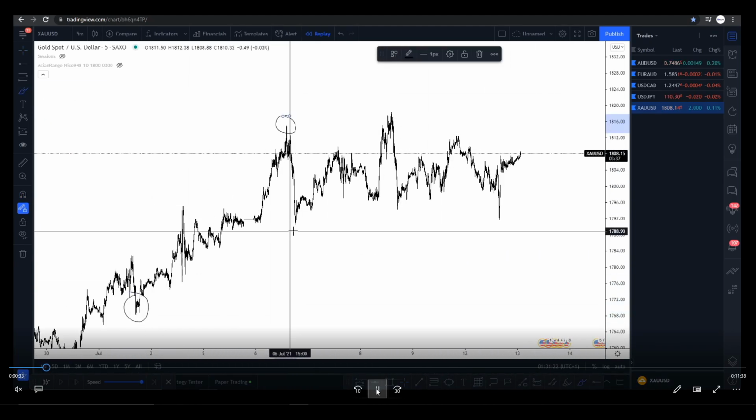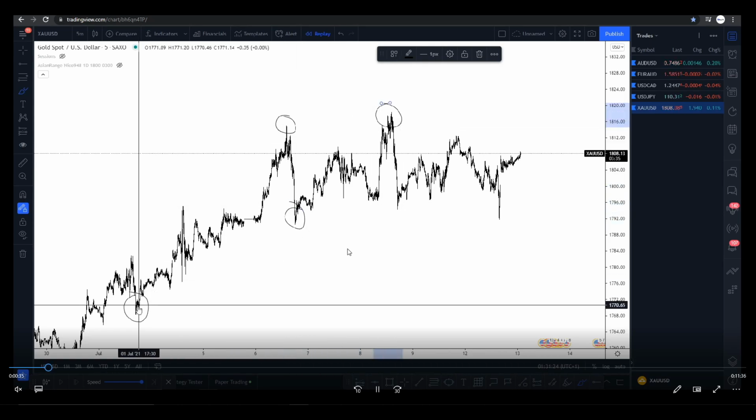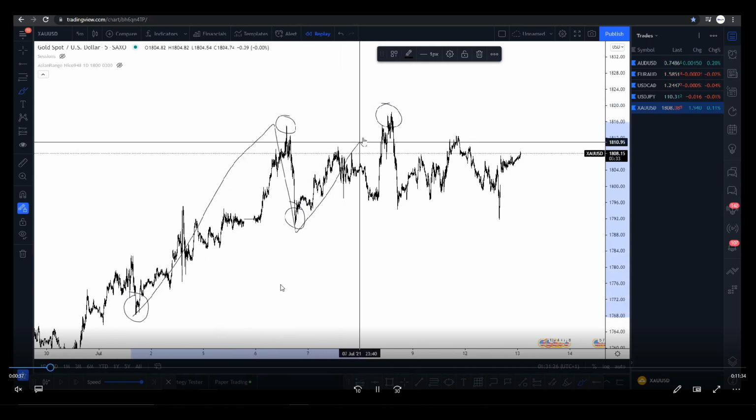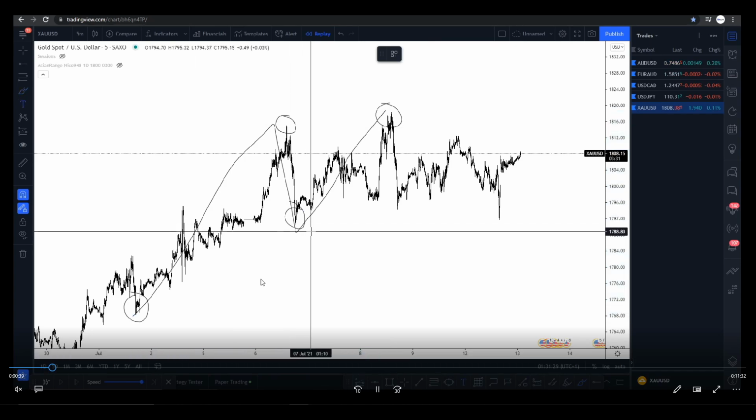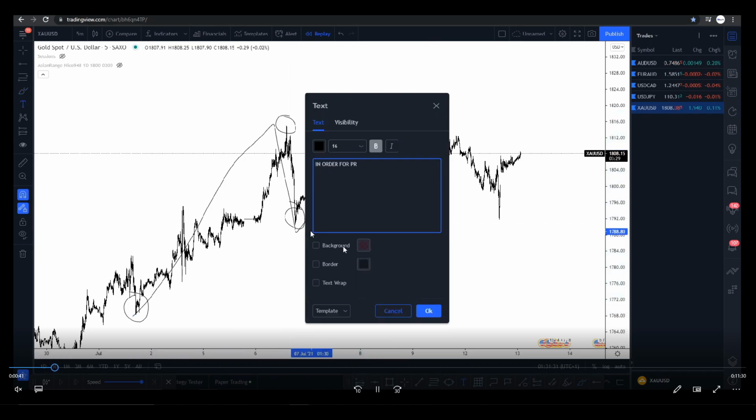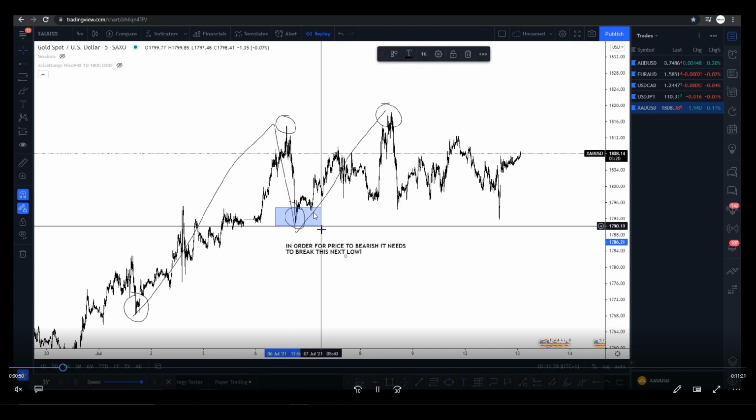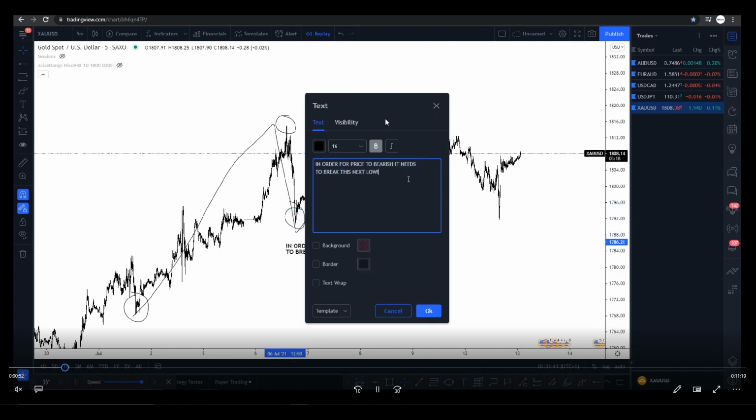Explaining the higher highs, higher lows, like I just did before, just explaining the macro point of the market and how the market moves, because we all know that on the smaller time frame, you're going to see stuff like this. And right here, I'm explaining that in order for price to actually be bearish, it needs to break past the next low. The next low is right over here. This is that last higher low that created a higher high.